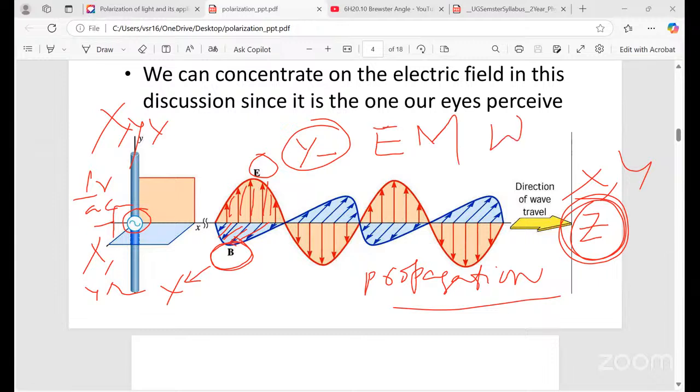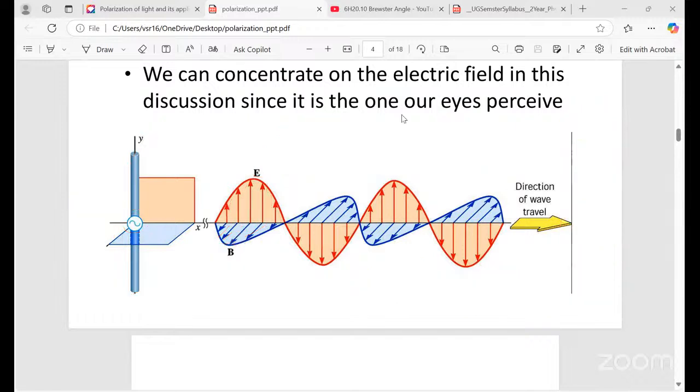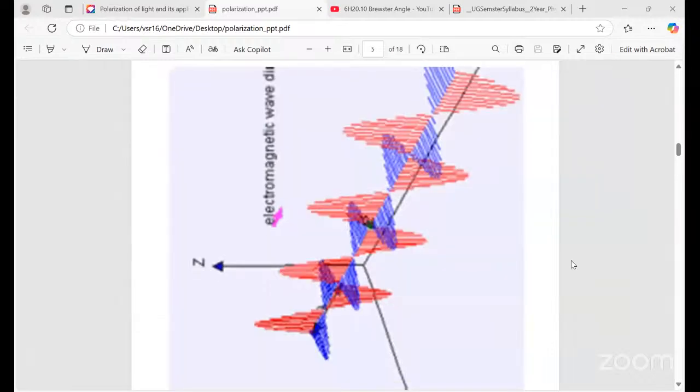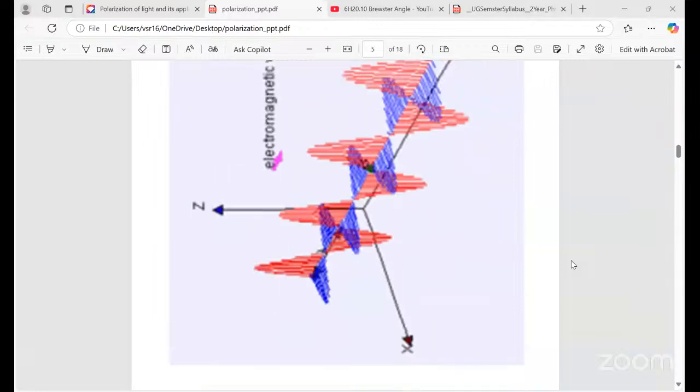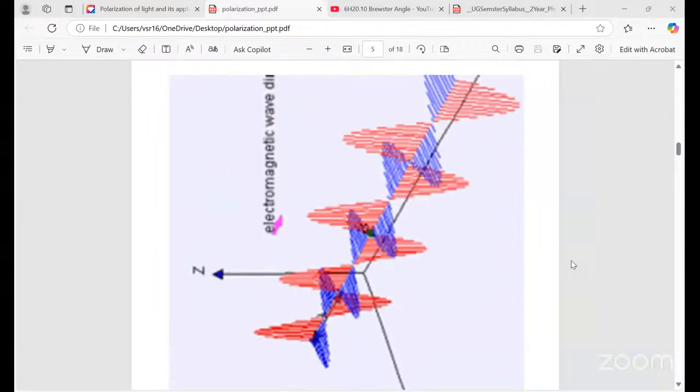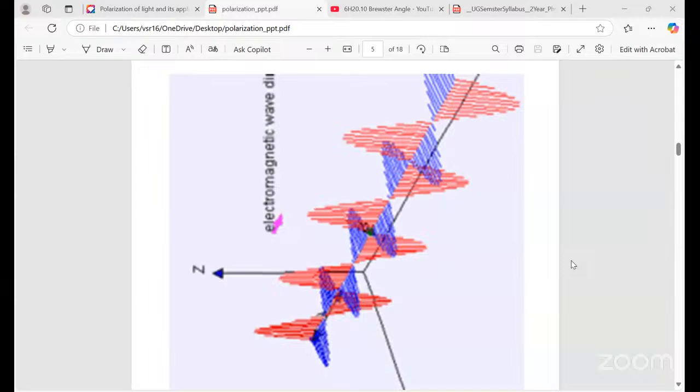EM wave, electromagnetic wave. Is it clear? So that is very, very important. So this indicates the electromagnetic wave. Is it clear? Next. See here how the wave propagation takes place.